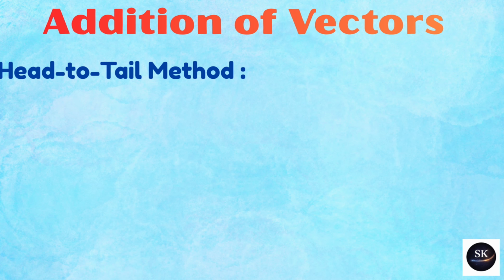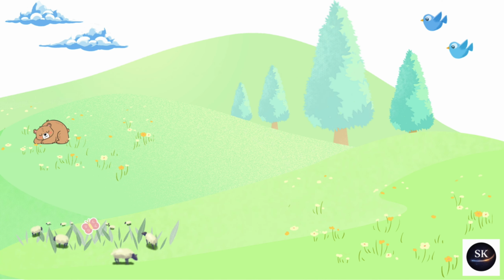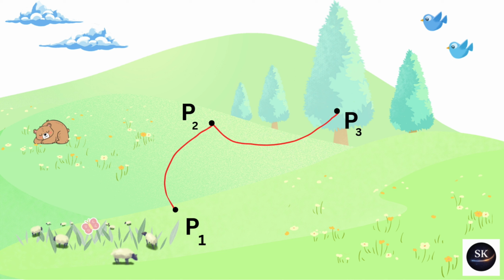To understand this method, consider an example. Suppose you decide to take a hike along a trail through a forest. Along the path, you move from a point P1 to a second point P2 and then to a third point P3. A vector A represents your displacement from P1 to P2, while vector B represents your displacement from P2 to P3. These displacement vectors depend only on the endpoints and not on the actual path taken.